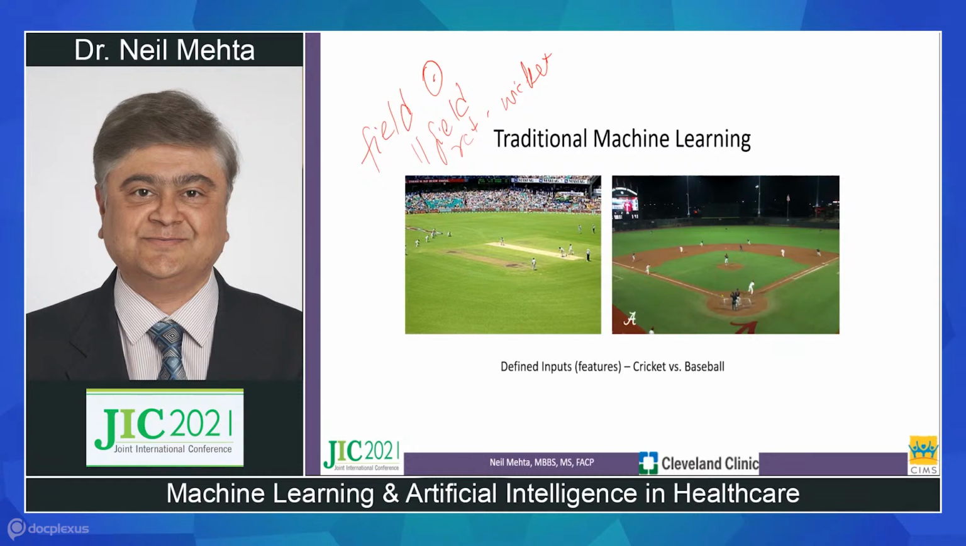And in the same way, it would say that this is a diamond-shaped field. There is a mound in the middle. There are 9 fielders, and so on. And with the help of all that input, the machine would understand that one is cricket and the other is baseball, and be able to identify them easily.